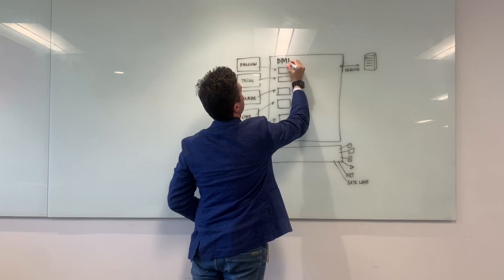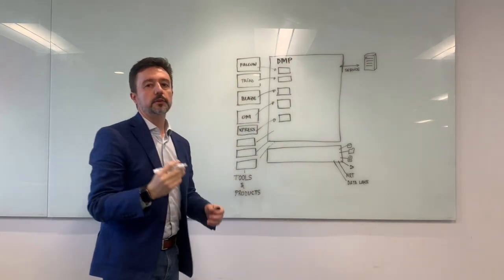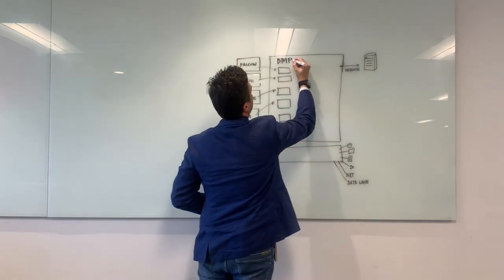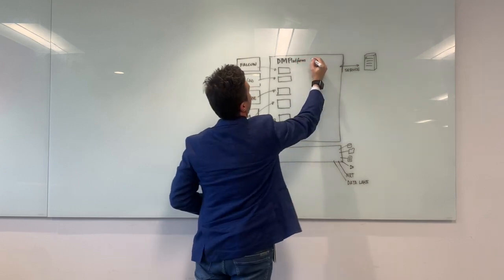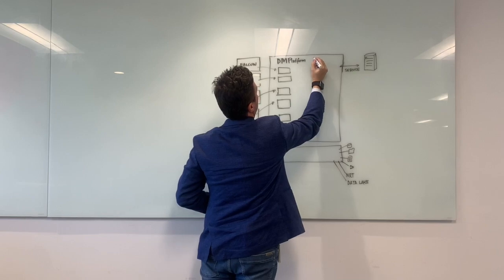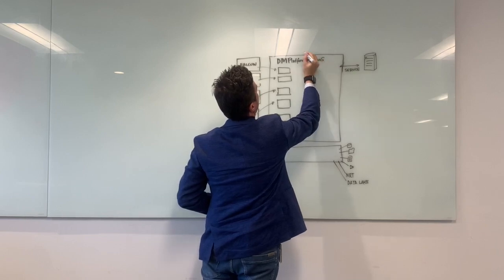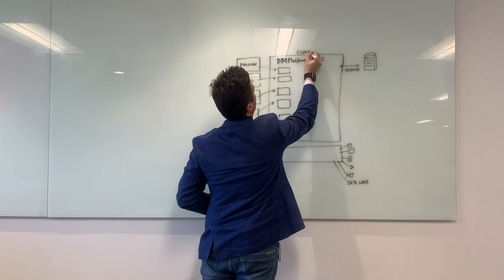And this platform is called DMP, right? So the P stands for the platform. That's why we have a P here, which is basically platform as a service, right? And we are talking more about cloud here.